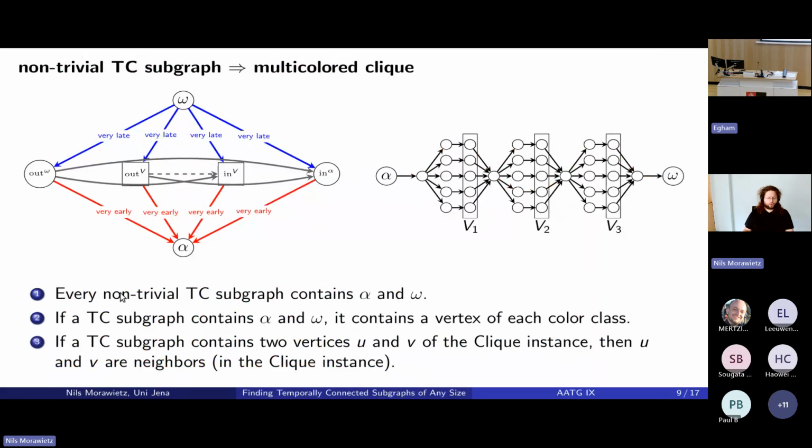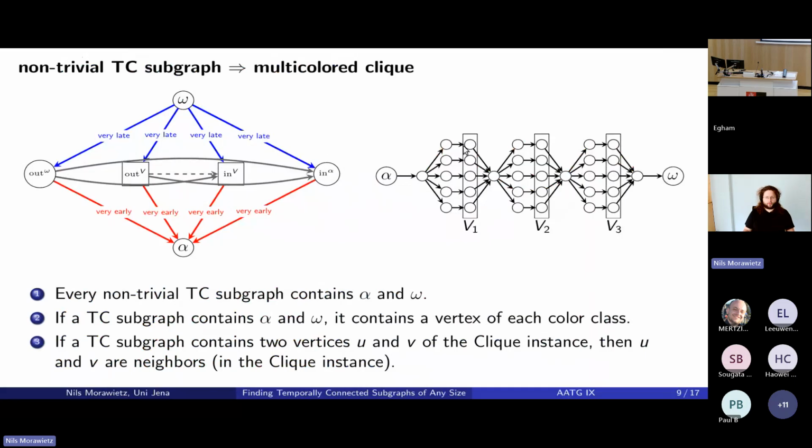Essentially, what we are showing in all our reductions is, first of all, every non-trivial TC subgraph has to contain both these vertices alpha and omega. And if it contains both, then it has to contain essentially such a path going from alpha to omega, meaning at least one vertex per color class, or to be precise, exactly one vertex per color class.